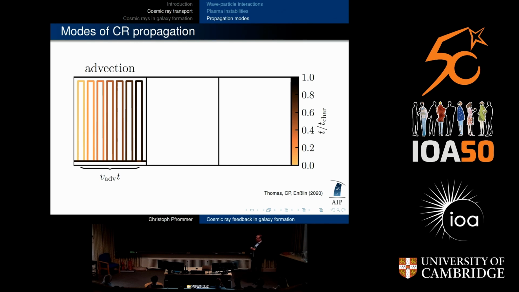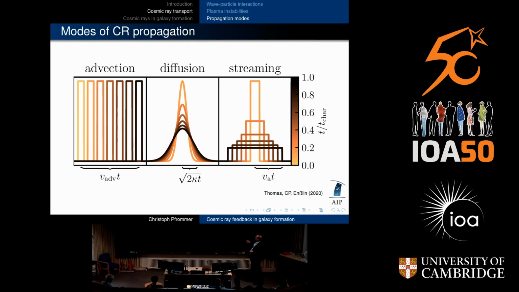You have advection of cosmic rays along the magnetic field. You can have diffusion of cosmic rays, and you can see this Gaussian. And finally, there's streaming, where the cosmic rays stream with the Alfvén waves. Reality is a superposition of all these three processes.